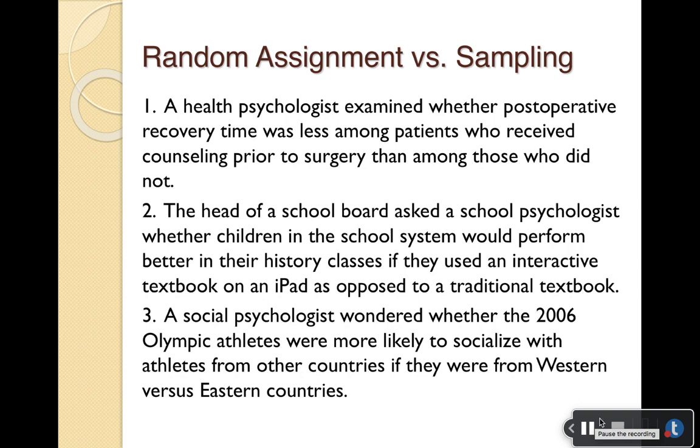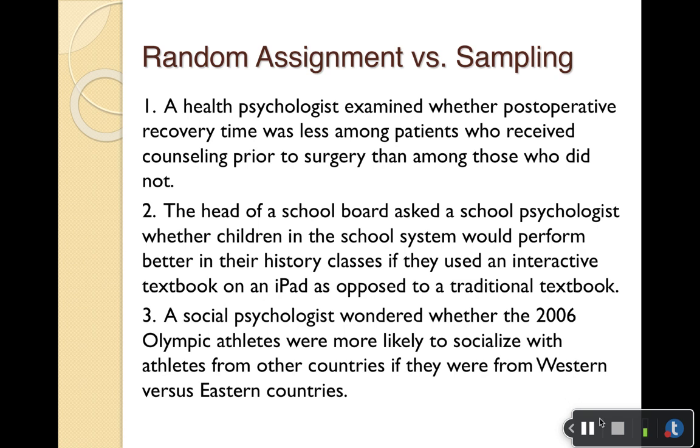This slide has a couple of examples, really asking the question whether you can use random assignment and random sampling in any of these. So let's look at a couple of them. This first example, number 1, reads that a health psychologist is interested in whether post-operative recovery time is less among patients who received counseling prior to surgery than those who did not.